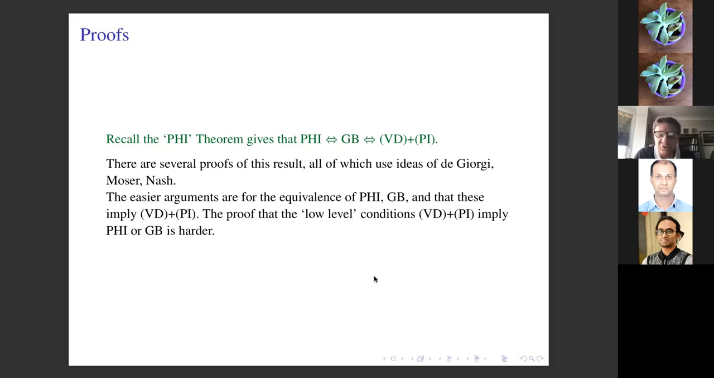And as I mentioned, there are two high-level conditions, PHI and Gaussian bounds, and one lower-level condition, VD plus PI. And so not surprisingly, the easier arguments are the ones which show that PHI and GB are equivalent and that these imply volume doubling and Poincaré inequality. And the hardest argument is getting from the lower-level conditions VD plus PI to the two higher-level conditions. So let's give you a sketch of the way things would proceed.